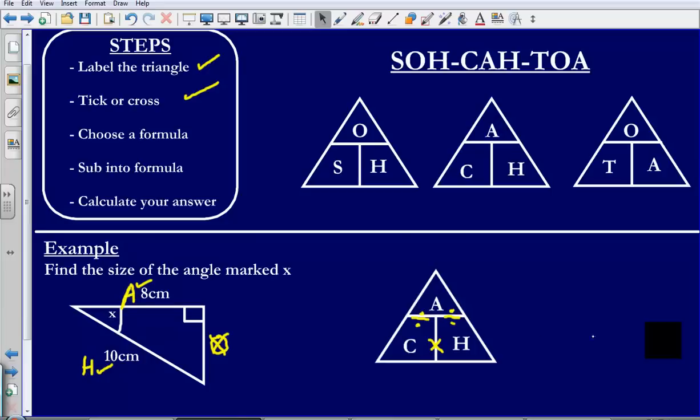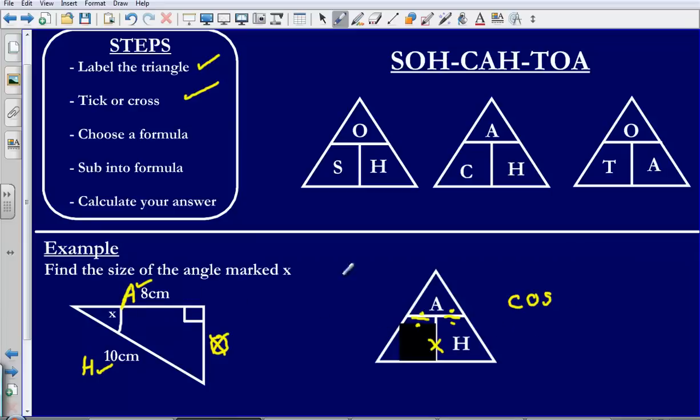We're looking for the angle. So we're not going to cover up the H because we already know what that is. We're not going to cover up the A because we know what that is. We're going to cover up the C. The C refers to the angle that we're looking for, and specifically it stands for cos.